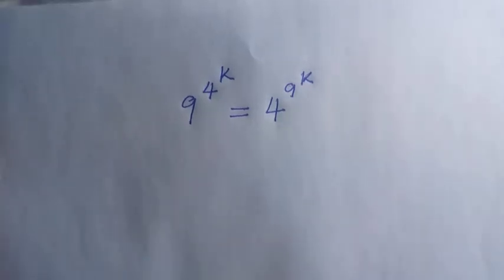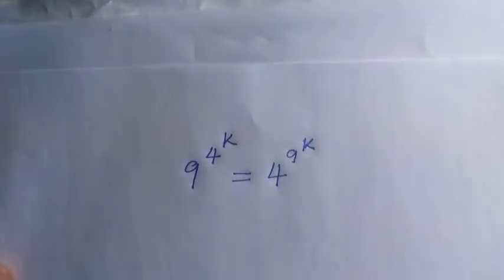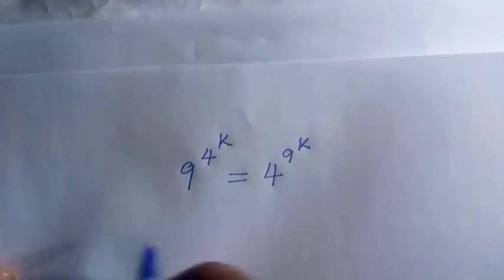How to find the value of k given that 9 to the power of 4 to the power of k equals 4 to the power of 9 to the power of k. So to find the value of k that satisfies this problem, here is what we are going to do first. Suppose we introduce logarithm to this.